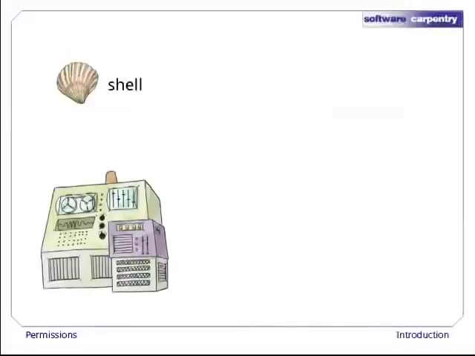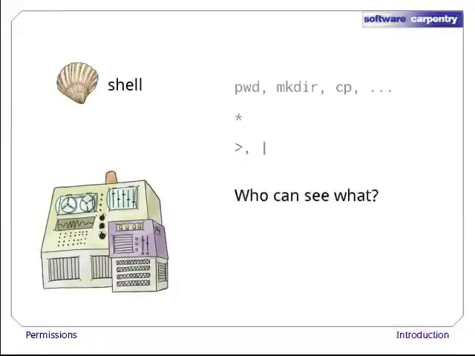In the previous episodes in this lecture, we looked at how to use a command shell to interact with a computer, and met a few commonly used commands such as pwd, mkdir, and cp. We also met the wildcard character star, and saw how to redirect output with greater than, and create pipes with pipe. It's now time to look at how Unix determines who can see the contents of which files, and at how it controls who can change those files and run particular programs.